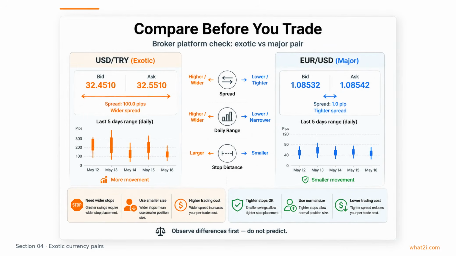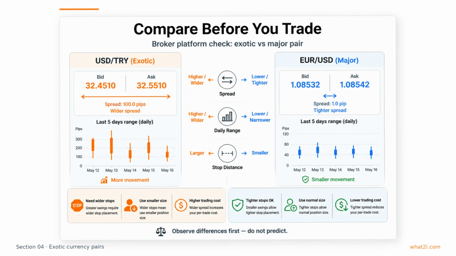A very practical way to understand exotic pairs is to compare them directly with a major pair on your broker platform. Check the spread on something like USD/TWD, then look at its daily range over the last 5 days. Measure the bid-ask gap in pips and compare those same points with EUR/USD. You will usually see that the exotic pair has both a wider spread and a larger, less even daily range. That comparison helps translate abstract warnings into visible market conditions. Once you see the difference clearly, it becomes easier to adjust your stop distance, position size, and expectations.